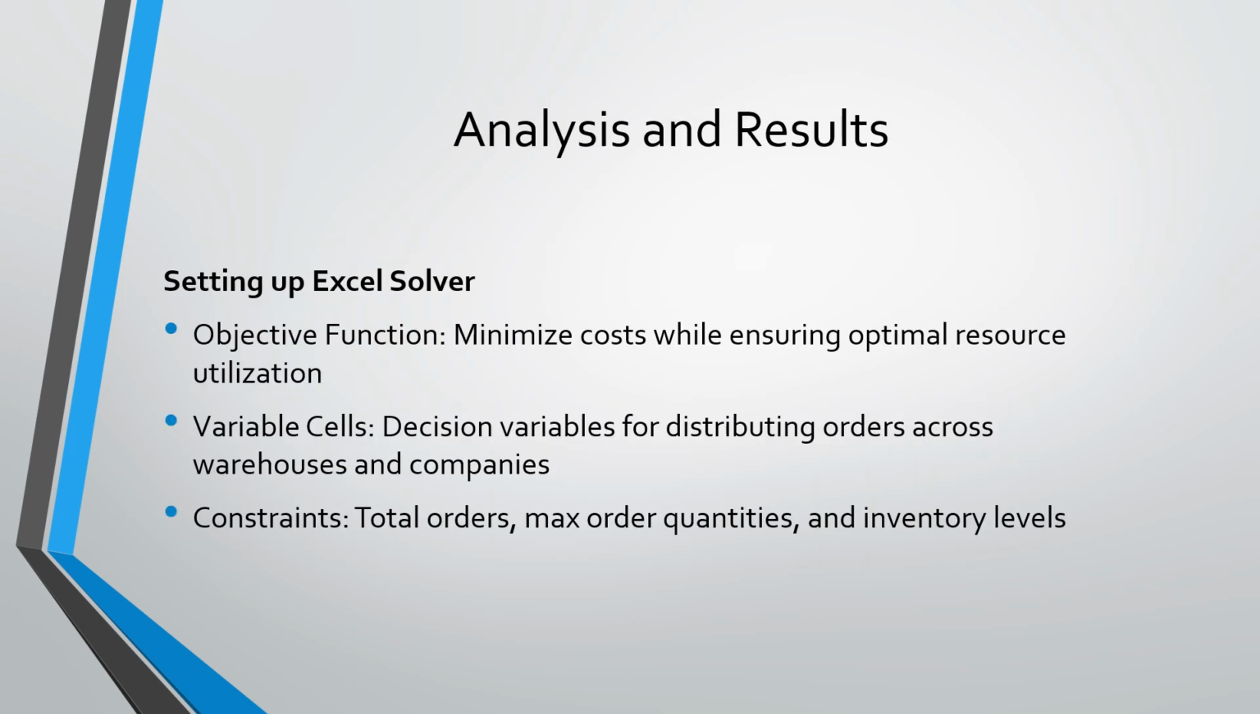Setting up Excel Solver. Objective function: the main function is to minimize the cost while ensuring optimal resource utilization. In the variable cells, the decision variables distribute orders across warehouses and companies. The constraints are total orders, maximum order quantities, and inventory levels.